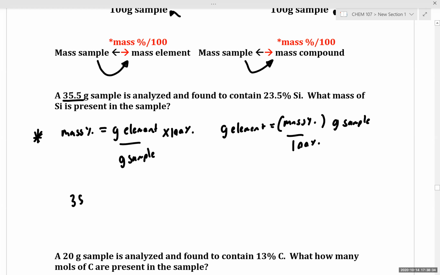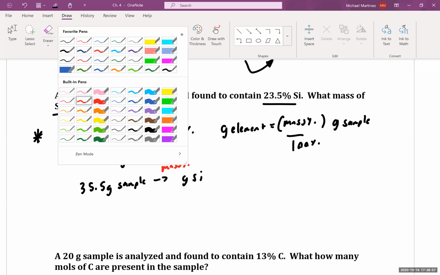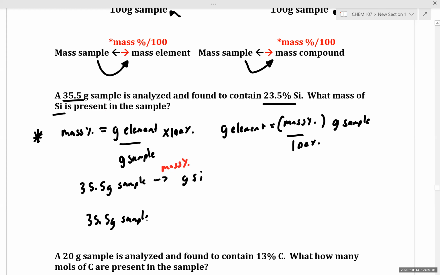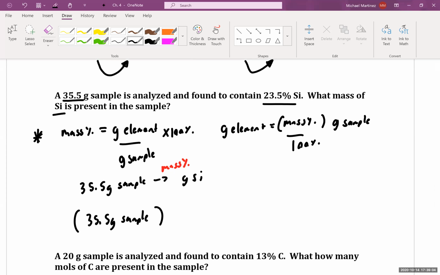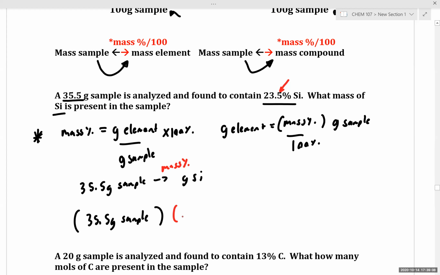So if we have 35.5 grams of sample that is 23.5% silicon, we're asked what mass of silicon is present in the sample. So we're trying to go from the grams of our sample to the grams of silicon. And the conversion factor that we're going to use is the mass percentage. So if we have 35.5 grams of sample, this mass percentage of 23.5% is essentially saying that we have 23.5 grams of silicon per every 100 grams of sample. This is a textbook form and conversion factor form of the mass percent.